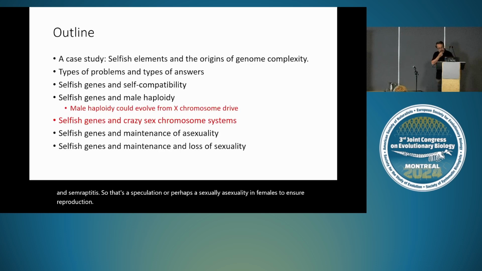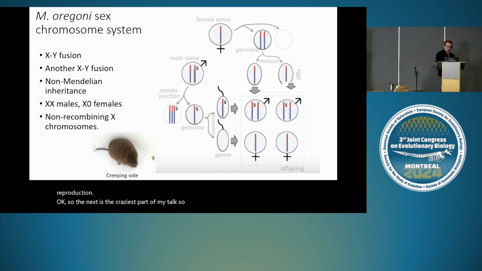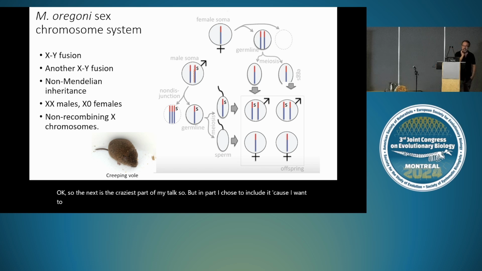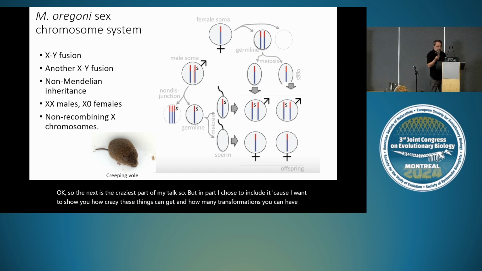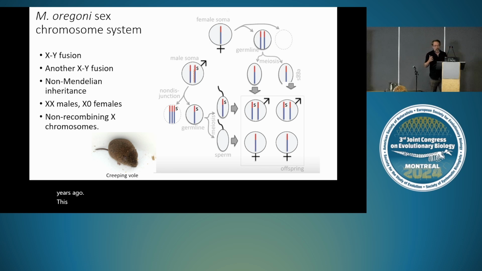Okay, so the next is the craziest part of my talk. But in part, I chose to include it because I want to show you how crazy these things can get and how many transformations you can have. So this is the Microtus oregoni system, the creeping vole. We published its genome a couple of years ago. This has lots of crazy stuff going on.